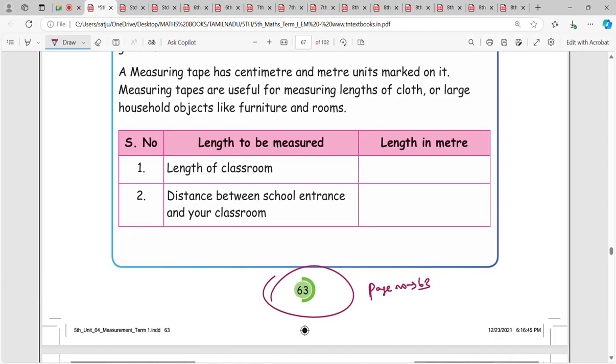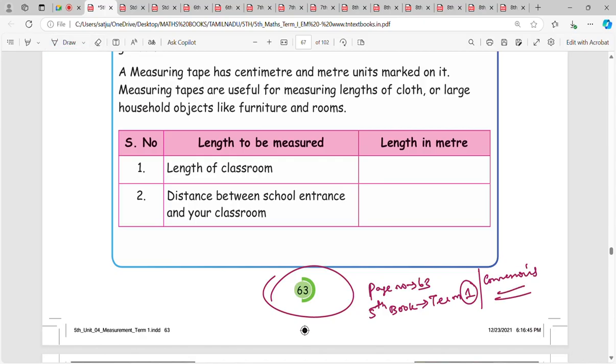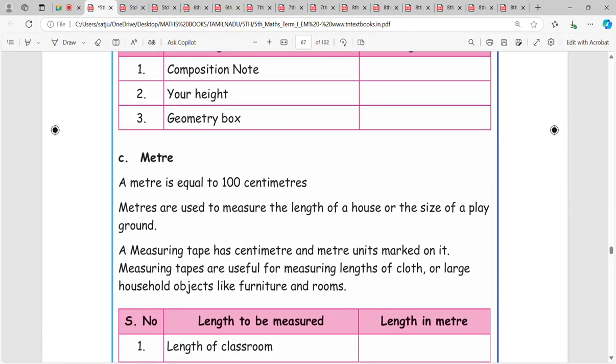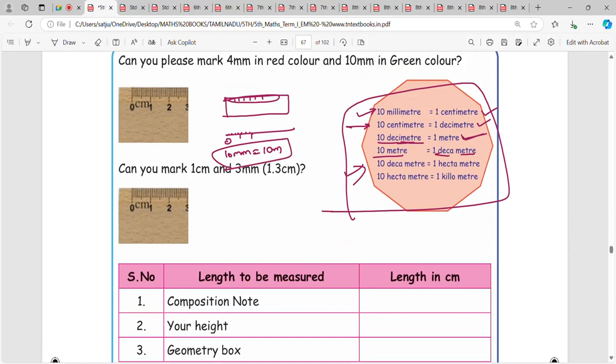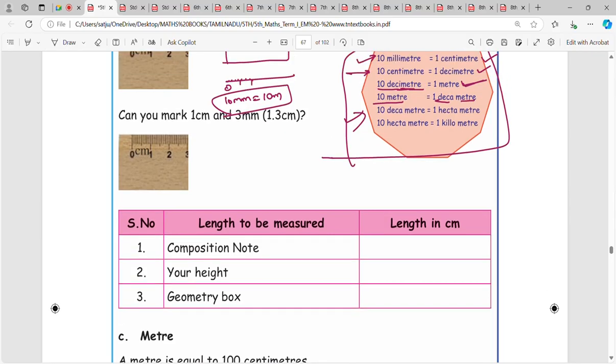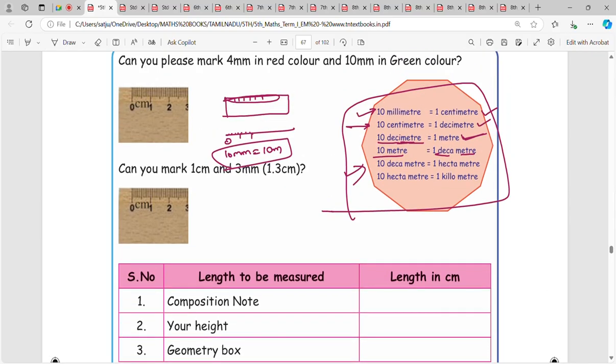Okay. 5th standard book, Term 1. So this is your note. Take conversions. Conversion plays a very vital role. This is a basic conversion. See, I will not teach you these things during the mensuration. That is why I am mentioning here.